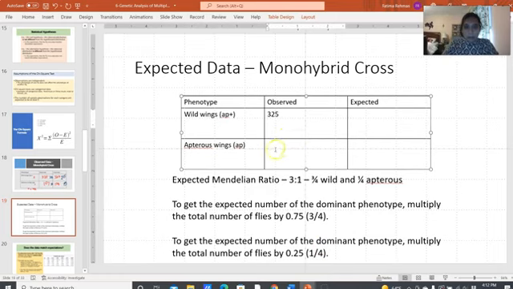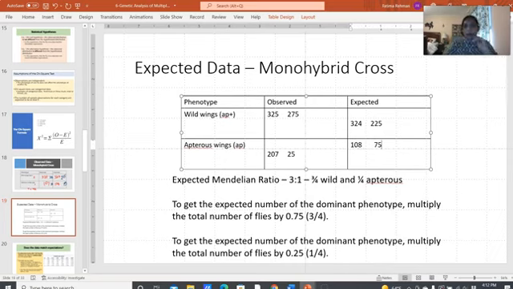325 in one case and 275 in the other, and then 107 and 25, and our expected in these two cases would have been 324 and 225 and 108 and 75. Okay, so let's move on.